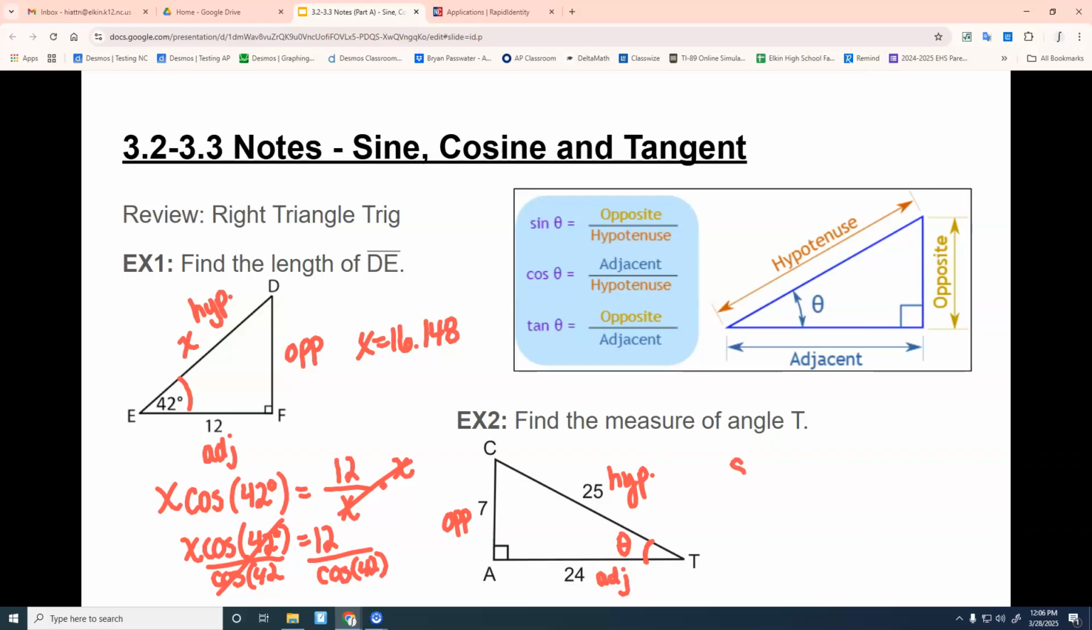So we're going to say sine of theta equals the opposite, which would be 7, over the hypotenuse, 25. But we don't have to use sine. You could use cosine or tangent on this one because you know all the sides. So who can remember how I solved this?